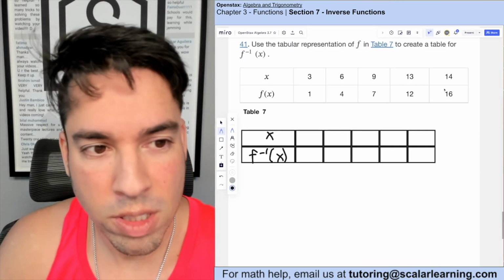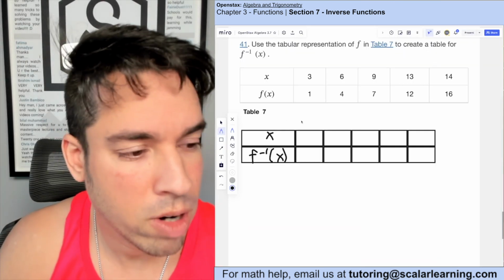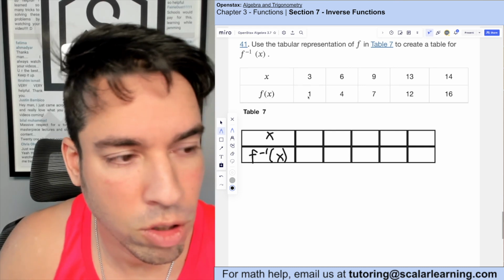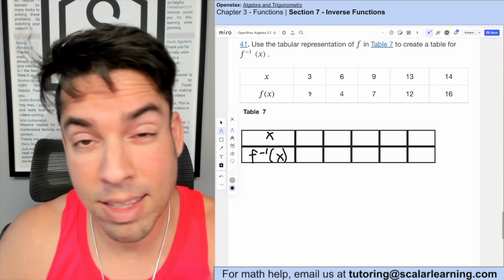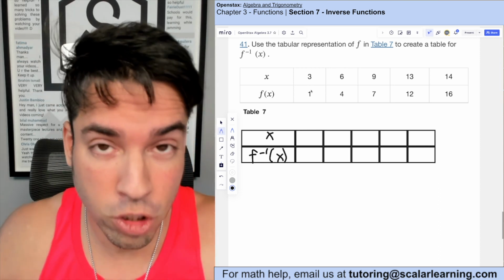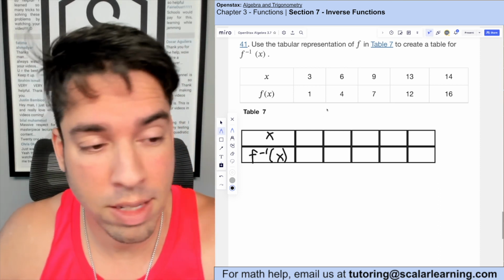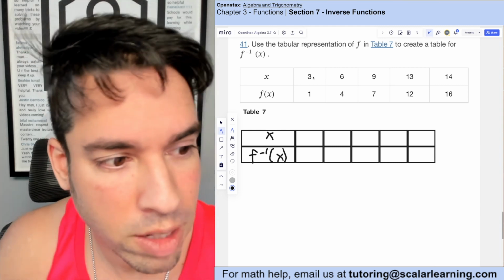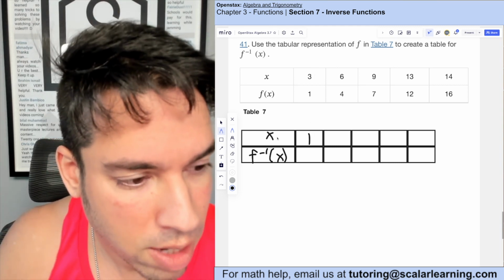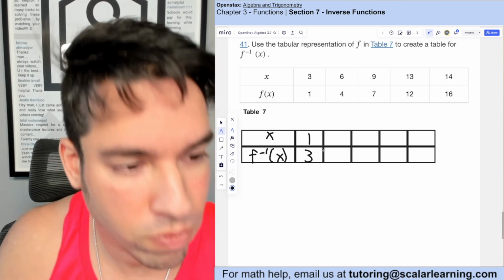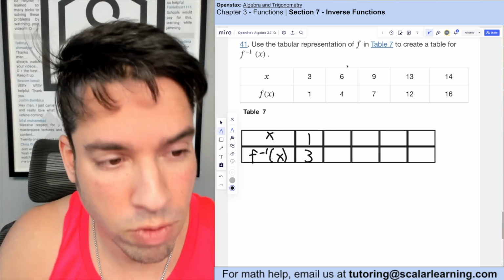Use the tabular representation in table 7 to create a table for f inverse of x. So check this out. The cool thing about a function and its inverse is, to get the corresponding inverse function values, you just swap the x and the function value. So you see here, we've got 3 and 1. To swap those, it would be 1 for x, and 3 for the inverse function value. And you can go through this for all of these pairs.